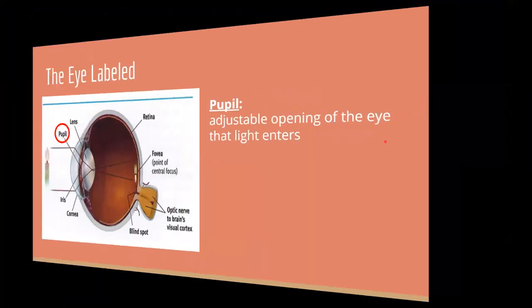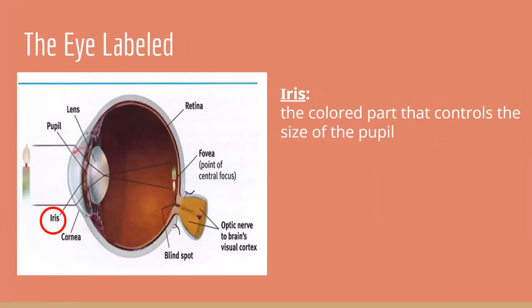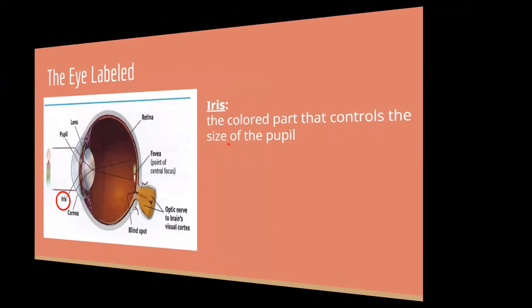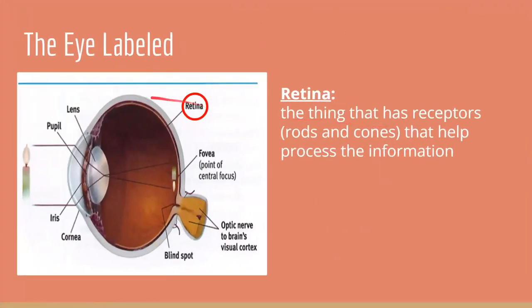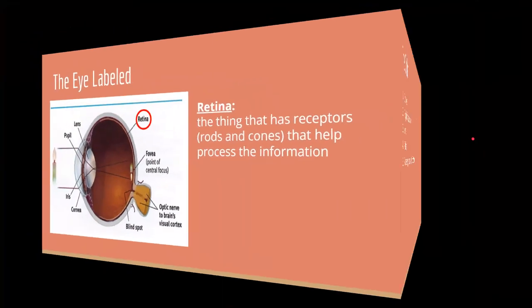Light enters right there. And then the iris, that is the colored part of your eye. So probably it's brown or blue. I think those are pretty much the only eye colors people have. Well, yeah, you can have green eyes too. The iris is the colored part that controls the size of the pupil, so it can make it smaller or bigger. The lens is something that you don't see, it's behind, and it helps focus the image. Then the retina, that's this thing back here. It has receptors, rods and cones, that help process the information.